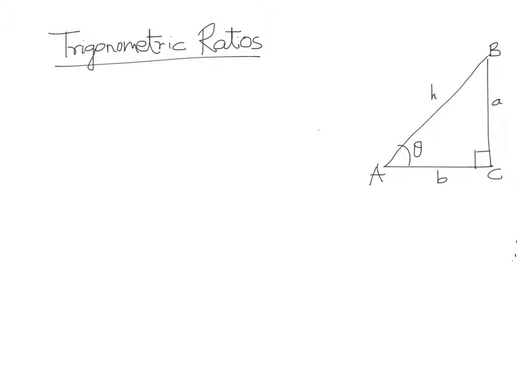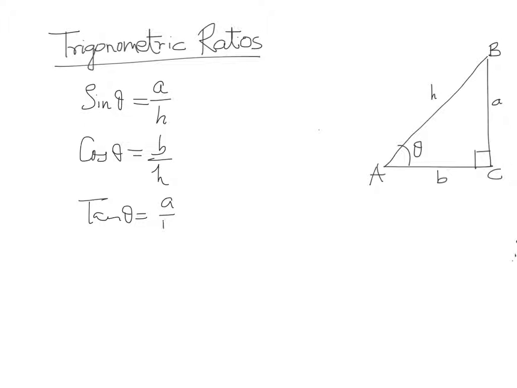Now we know that the ratio sine theta is equal to A by H, that is the side opposite to angle theta divided by the hypotenuse H, and cos theta is equal to B by H, that is the base by the hypotenuse H, and tan theta is sin theta by cos theta, which will be A by B, the side opposite to theta divided by the base B.